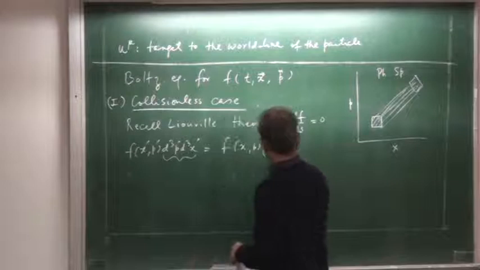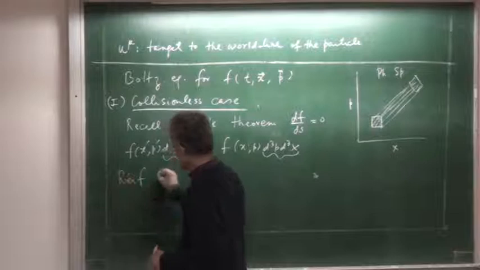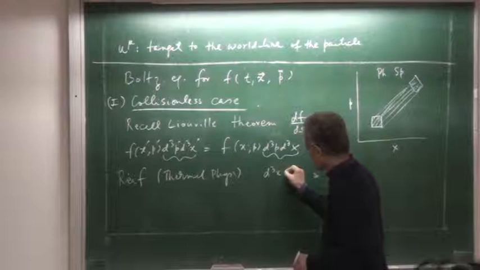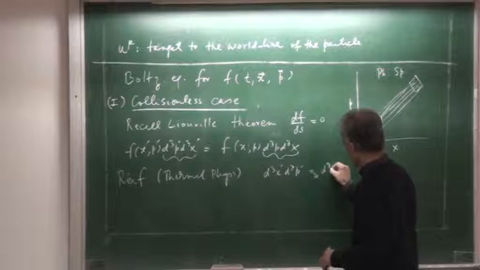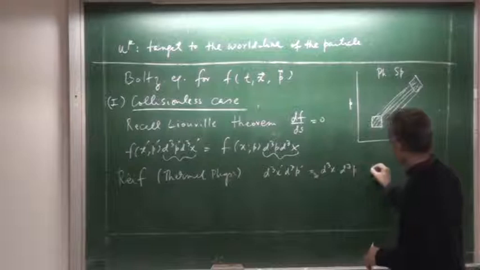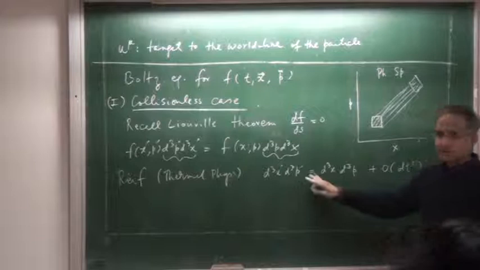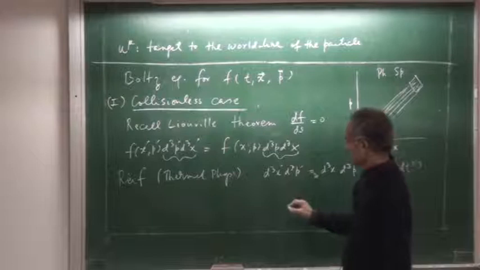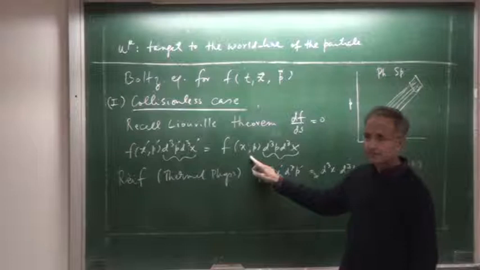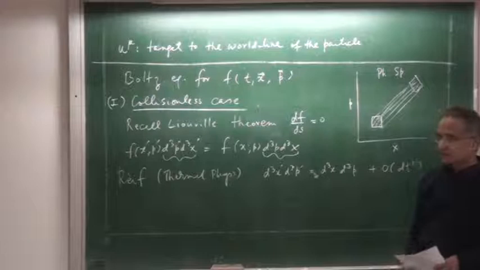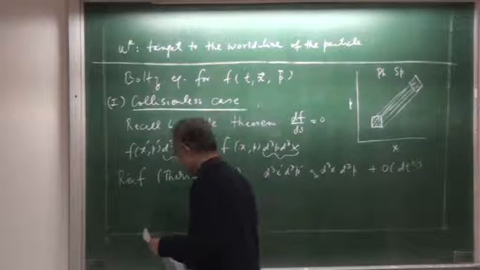It is shown in this book. If you ignore this, then the volume element is not changing, which means f of x prime, p prime is equal to f of x, p, or df is zero. I'm motivating the statement of the Liouville theorem, df by ds is zero. It says flows in the phase space are incompressible.